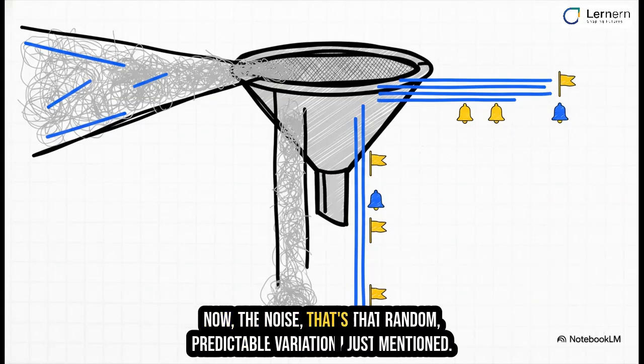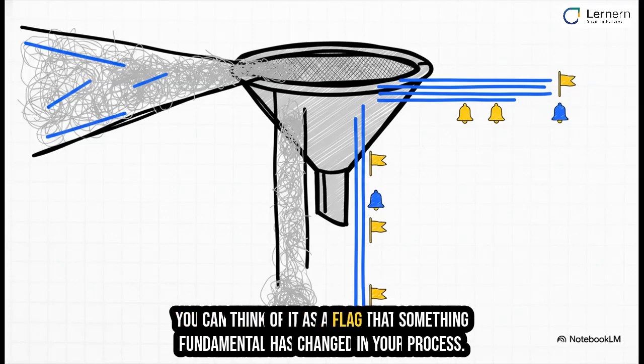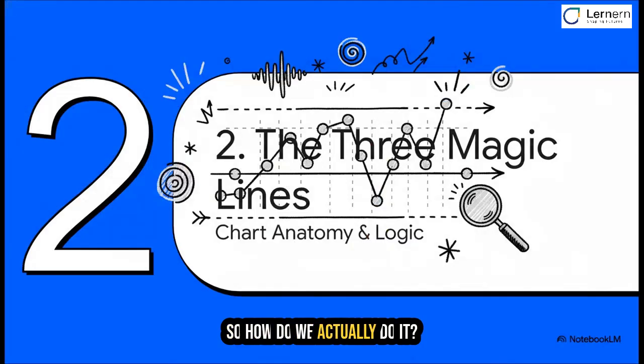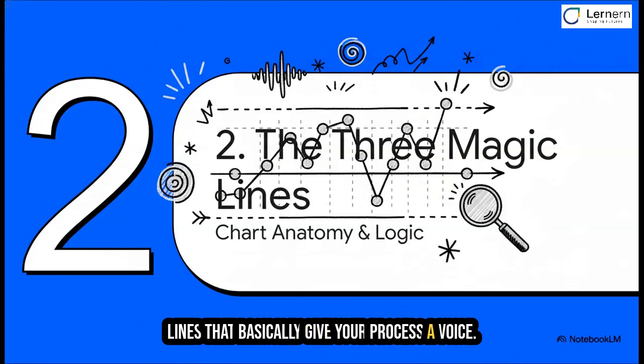Now the noise, that's that random, predictable variation I just mentioned. The signal, on the other hand, is what we call special cause variation. You can think of it as a flag that something fundamental has changed in your process. Could be for better, could be for worse, but it definitely requires your attention. So how do we actually do it? Well, the tool is called a control chart, and its power comes from three simple, almost magical lines that basically give your process a voice.